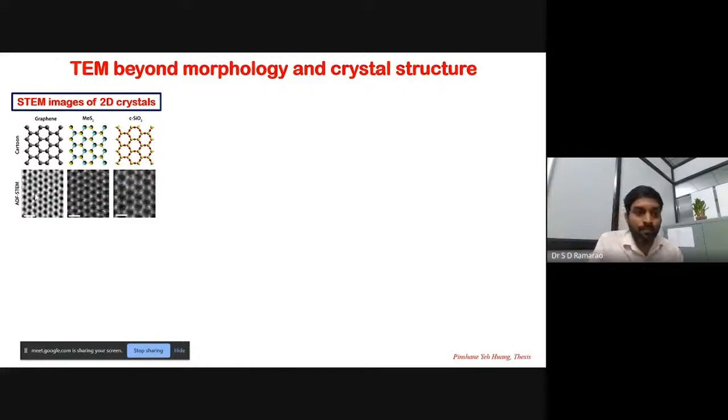Another best example is MoS2. This is also a layered 2D material, and you can see how clearly they show the atom by atom picture.